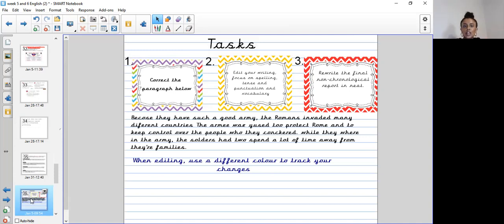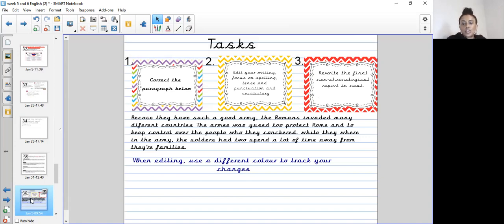So here are your 3 tasks. The first task is to correct the paragraph below. The second task is to edit your writing, focus on spelling, tense, punctuation and vocabulary. And task number 3 is to rewrite the final non-chronological report in neat. Let me just read you the paragraph for task 1.